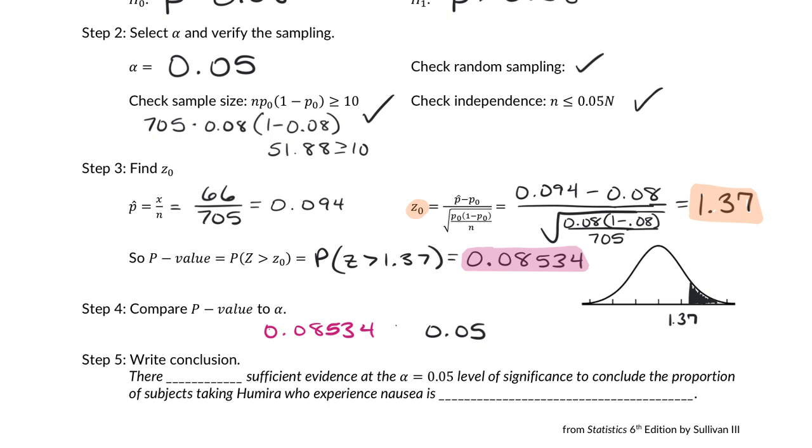So that means that our inequality sign says that our p-value is greater than our level of significance. If our p-value is greater than our level of significance, that means that there's only moderately unusual or no sort of evidence at all. So our conclusion is that there is not sufficient evidence at the 0.05 level of significance to conclude that the proportion of subjects taking Humira who experience nausea is greater than 0.08.